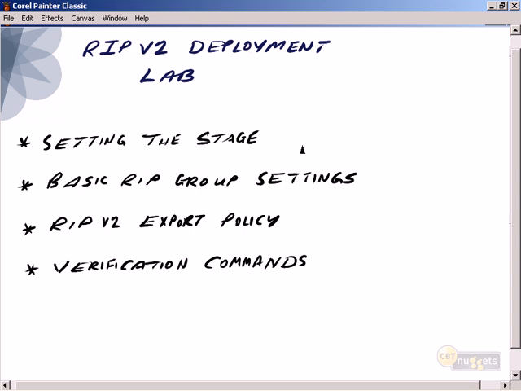All right. Fantastic. I hope you enjoyed this nugget as much as I did making this nugget. I had such a great time. It's just such cool stuff. And hopefully everything's starting to really gel for you now. So in this RIP version 2 deployment lab, we set the stage, looked at several basic and even intermediate RIP group settings. We talked about a RIP version 2 export policy. We saw it in action. And then throughout the entire nugget, different verification commands.